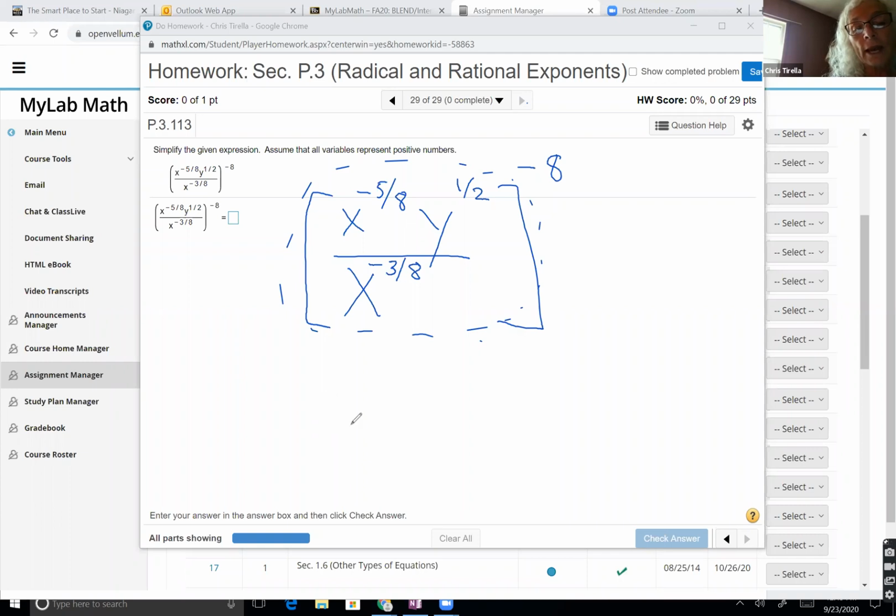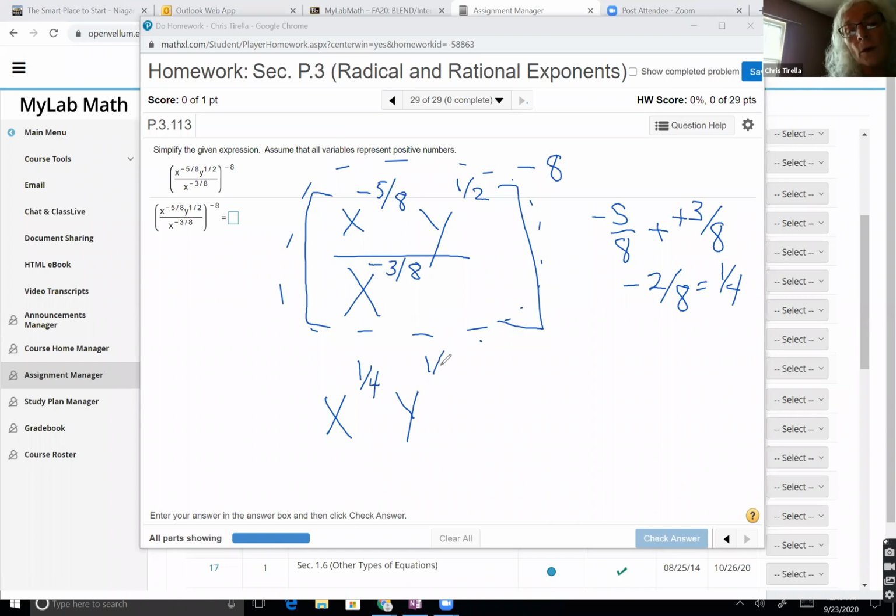So that's going to be x to the, let's see, numerator is -5/8, and the exponent minus -3/8. Remember, to subtract, we add the opposite. So that gives me -2/8, and that reduces to 1/4. That gives me x to the 1/4. That's the only y there, so I'm going to leave it as y to the 1/2. Do you see how all I did was simplify what's in the exponents using my division? Yeah, that one was easier. We're not done yet, though.